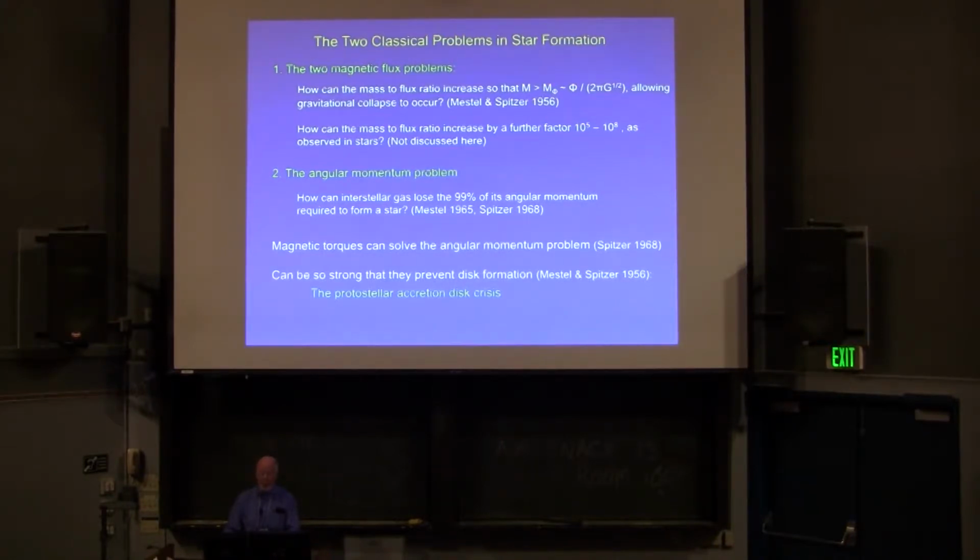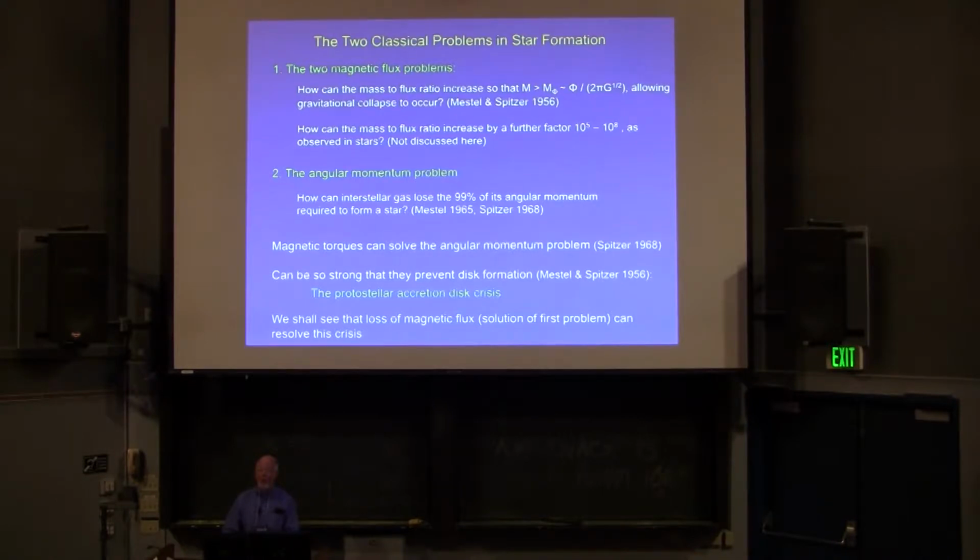In fact, in this earlier paper with Leon Mestel, they had speculated that the removal of the angular momentum could be so efficient that you would not form a disk around the star. And that leads to what is called the protostellar accretion disk crisis. But I want to emphasize that this was many decades before protostellar accretion disks were even discovered.